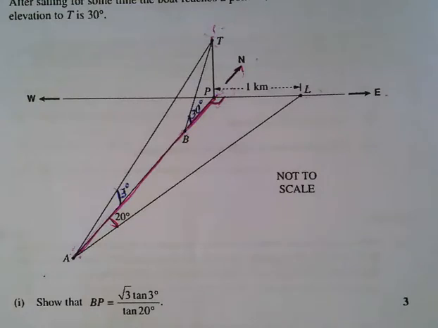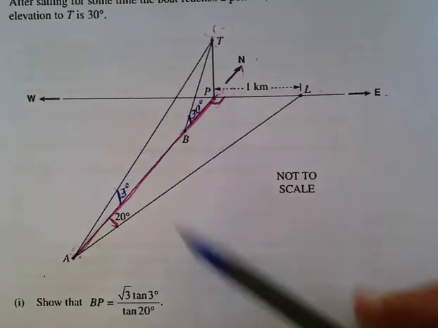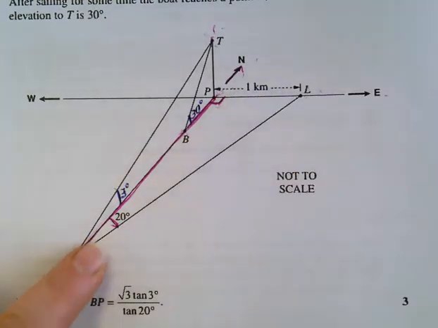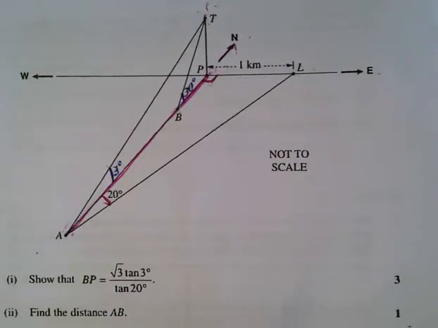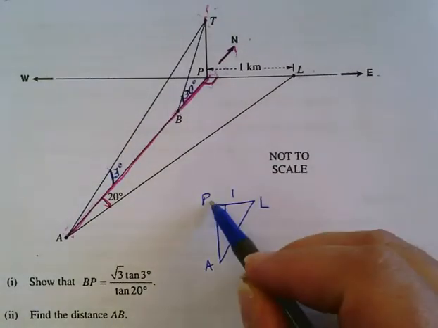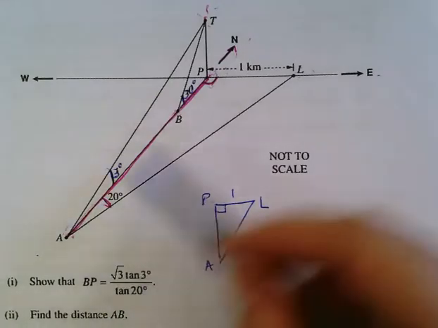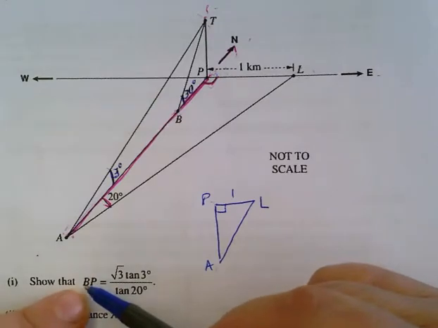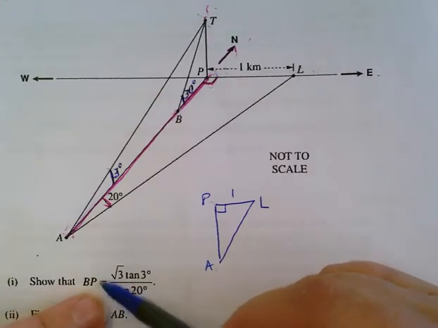Well, you've got to do something with tan 3 and you've got to do something with tan 20, don't you? Now, tan 20 is the ground level diagram. If this is a right angle here, I'm actually going to do this one a little bit on the sheet. So we've got this ground level triangle. I can come up with AP. We have to come up with an expression for BP.